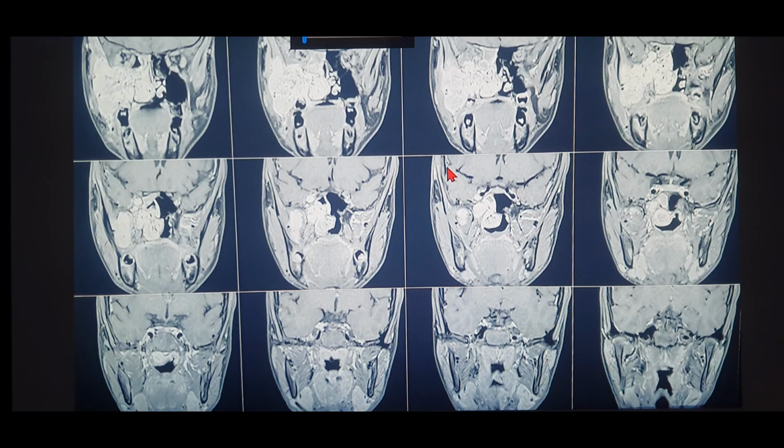I hope I showed you the T1 post contrast, the T2, and the CT scan bony window for the complete evaluation of the JNA. I hope next time you go and operate on a JNA patient, the CT and the MRI become really easy for you guys.